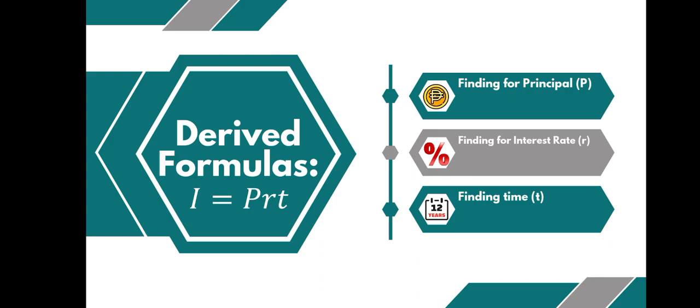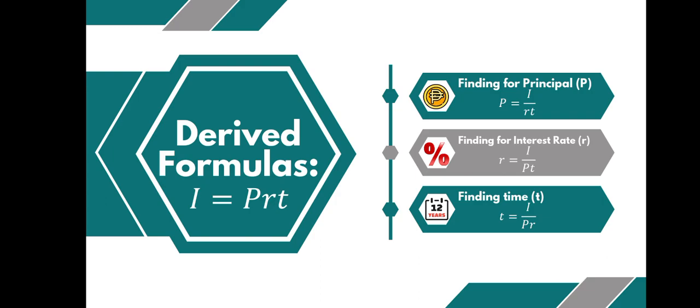So, these are the different derived formulas, no? If either of the components sa ating formula ang missing. So, kapag hanapin yung principal, so deriving yung formula ng I is equal to PRT, so P is equal to I over R over T. So, P is equal to I over rate times time. And kapag yung rate naman yung missing, R is equal to interest over P times T. And then kapag time naman yung missing, T is equal to I over P times R.